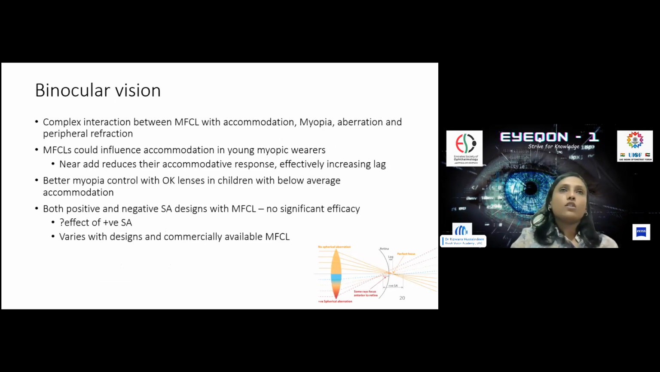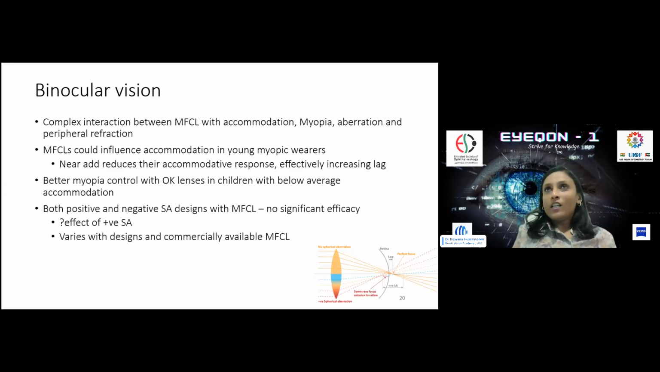Now, coming to binocular vision with these lens designs, binocular vision in itself is a complex topic. When you look at the interaction between multifocal lenses and accommodation and myopia and aberrations and peripheral refraction, there is no one single answer to whether these lenses are beneficial. But what is very clear is that we discussed this accommodation lag theory. Myopic children, myopes, are poor accommodators. I mean, already the accommodation is sort of hanging in there when you're correcting them to the fullest. So when you use multifocal contact lenses or any myopia correction, it could definitely influence accommodation.